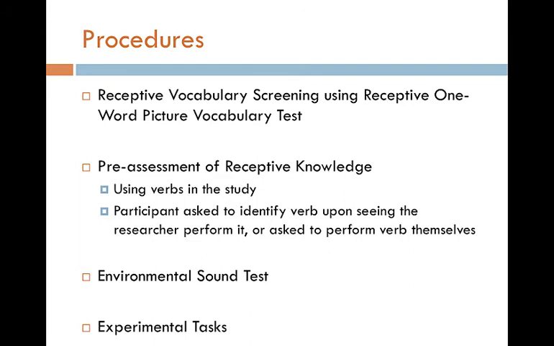Also, an environmental sound test was used to determine the child's ability to identify the source of common environmental sounds that were not used in the experimental phase of the study. And finally, the third phase was the experimental task.